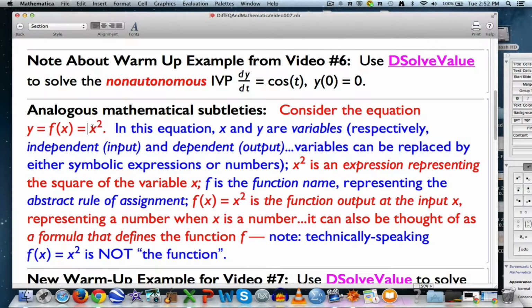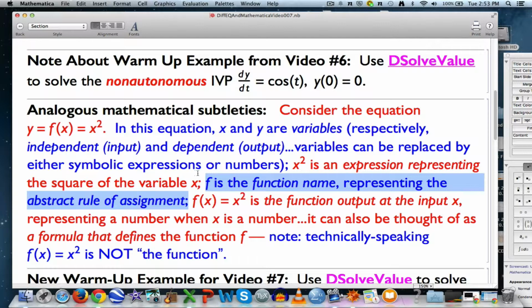The expression, well, the thing on the right side here, x squared, is called an expression. Okay? Things involving variables like that are often called expressions in math. And this expression has got meaning. It's representing the square of the variable x, and if you replace x with a number like 5, it represents 5 to the second power, which is 25, 5 times 5. x squared is not the function. What's the function? f itself is the function.